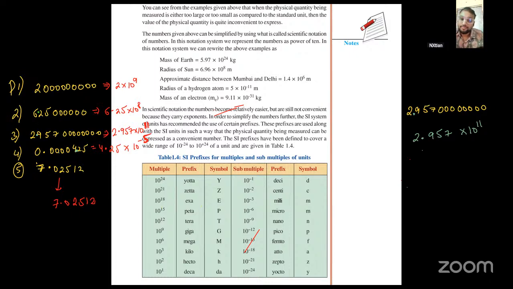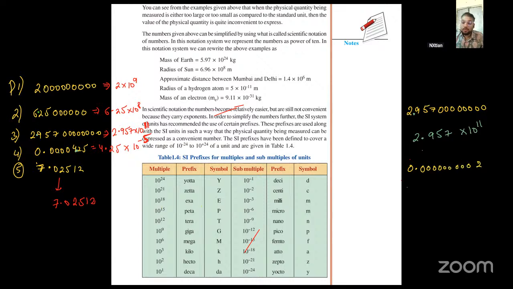Sir, but what if it is 0.000000002? Because it's a single digit, we will not write a decimal. If it is more than a single digit, then we will write a decimal. Tell me the question again. 0.00000, how many zeros? 9. 1, 2, 3, 4, 5, 6, 7, 8, 9, and then 2.